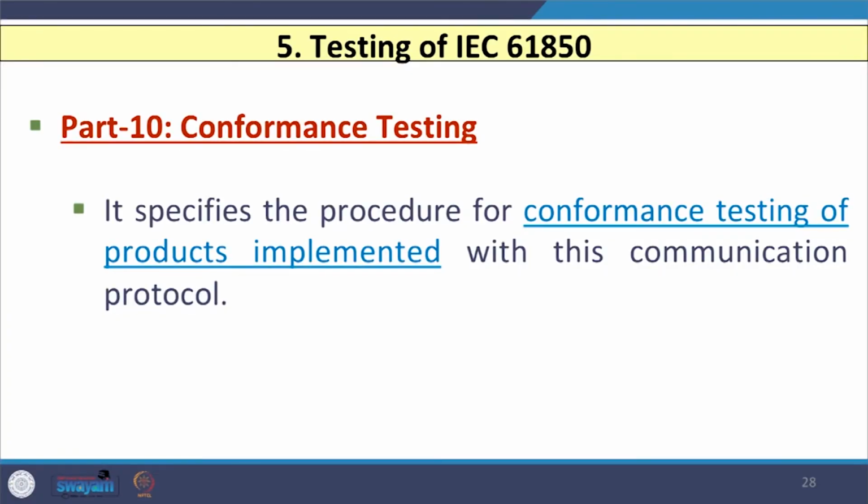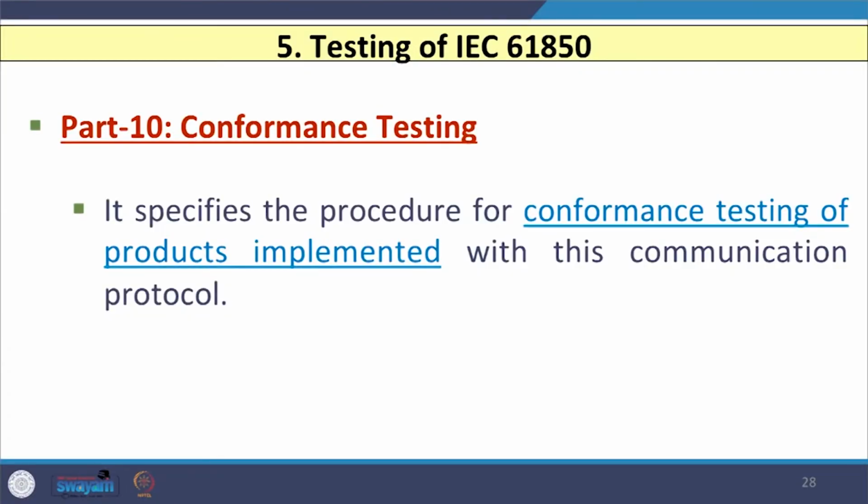And in part 10, the issues related to the testing of IEC 61850 are mentioned. So, part 10 gives conformance testing related information, and in this it is specified the procedure for conformance testing of a product which we wish to implement with this communication protocol, that is how it is implemented. So, complete information related to the testing of IEC 61850 is elaborated in this part.